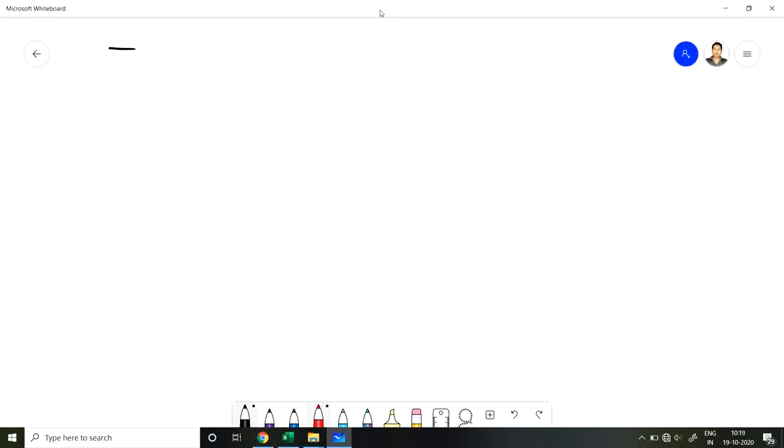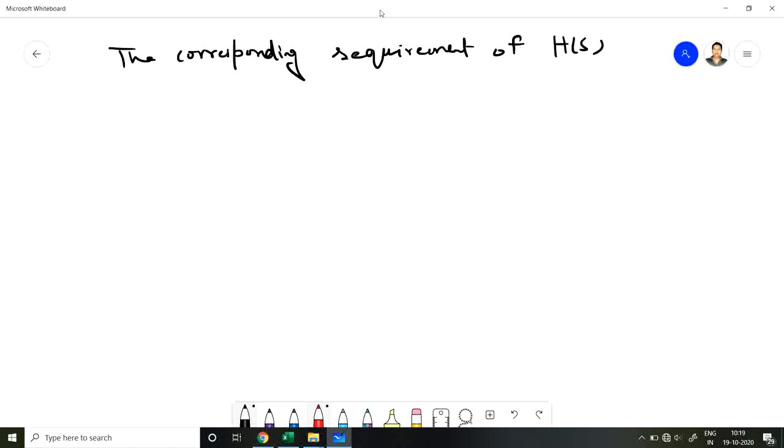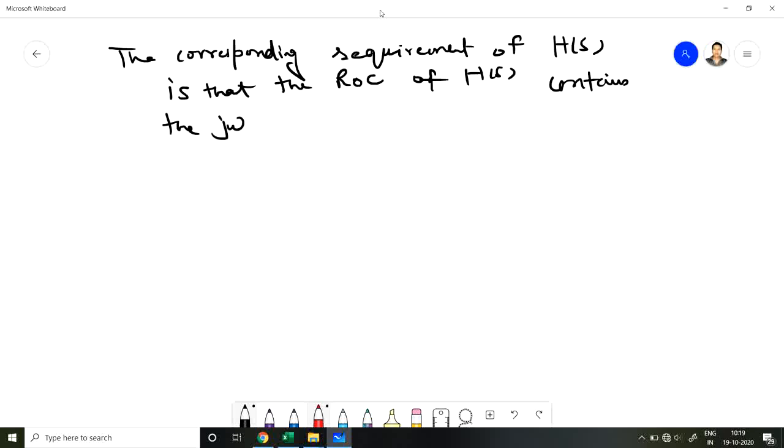So the corresponding requirement of H(s) is that the ROC of H(s) contains the j omega axis, that is s equals j omega.